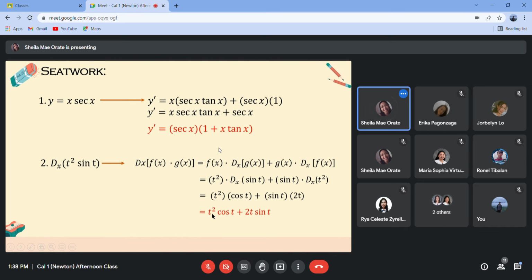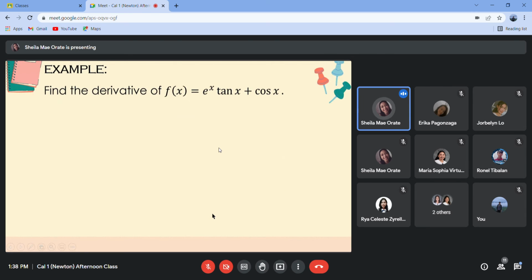Now, what if this is our example? Find the derivative of f of x equal to e raised to the power of x tangent x plus cosine x. What will you do here? Try to solve and find the derivative of e raised to the power of x tangent x plus cosine x.